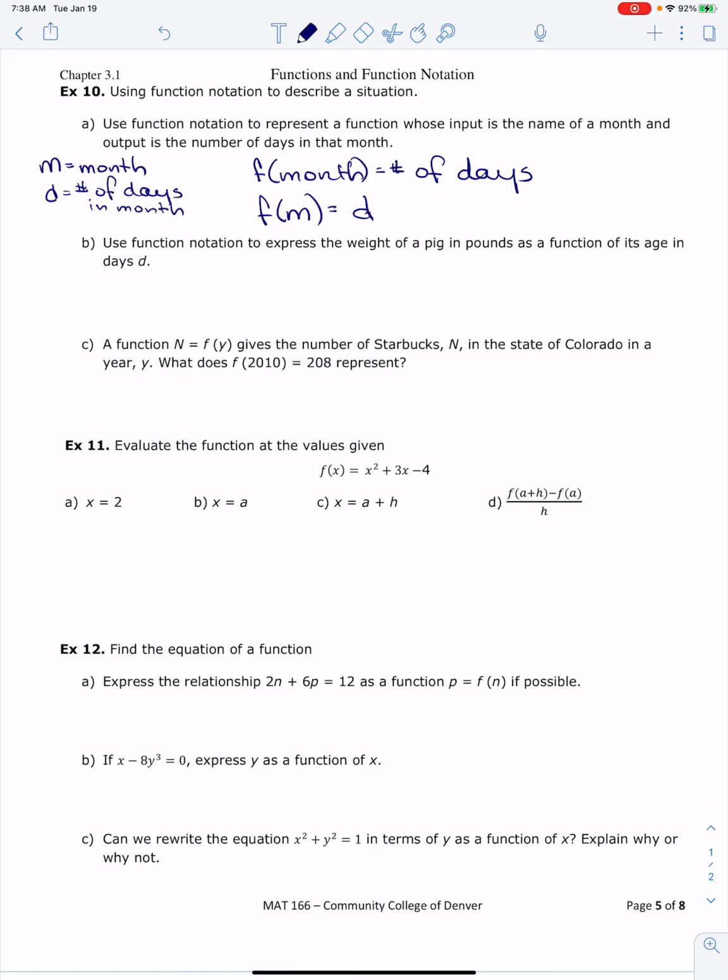And if we needed an example, we could go F of January. And since there are 31 days in January, our output would be 31.